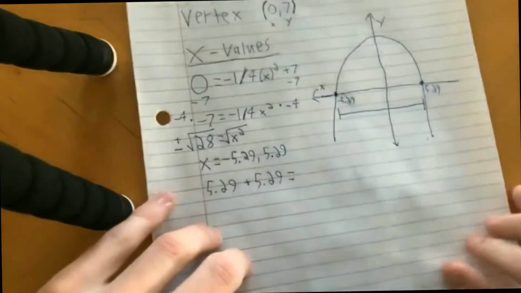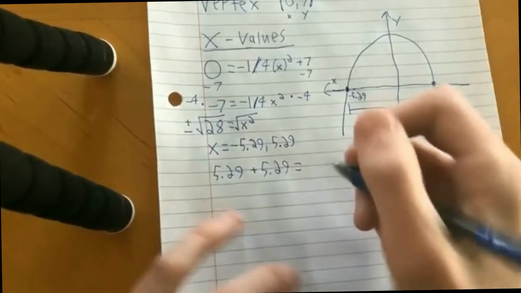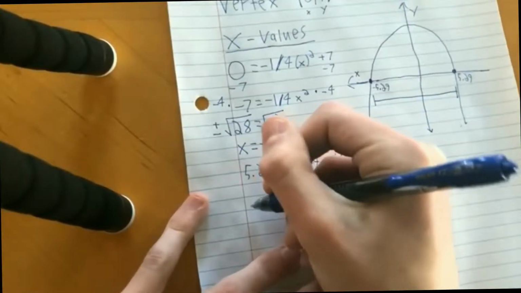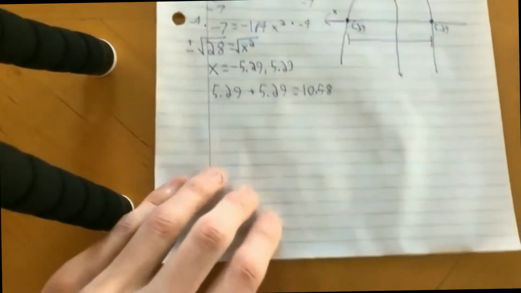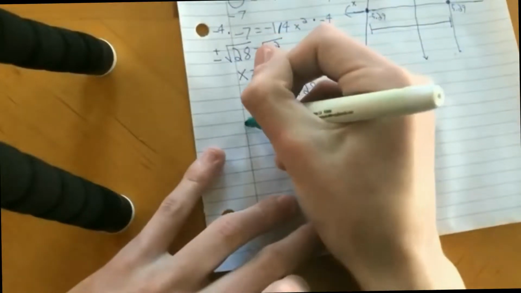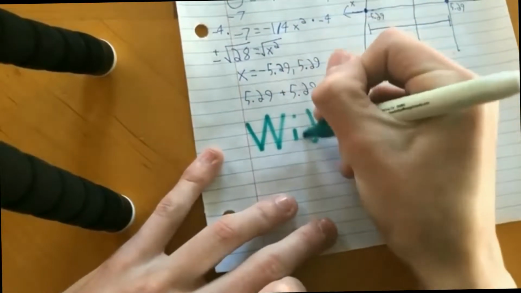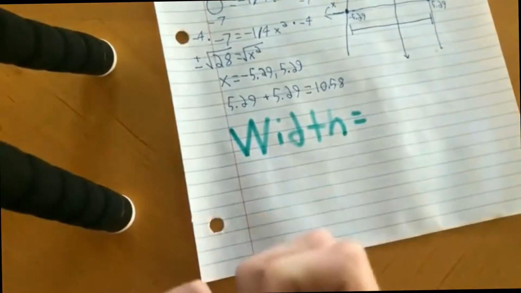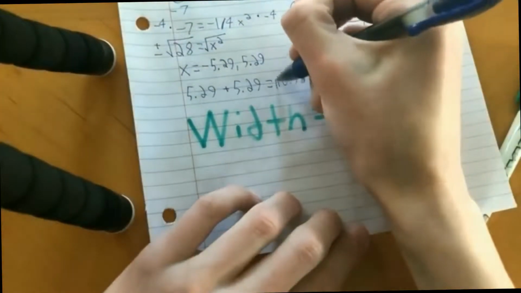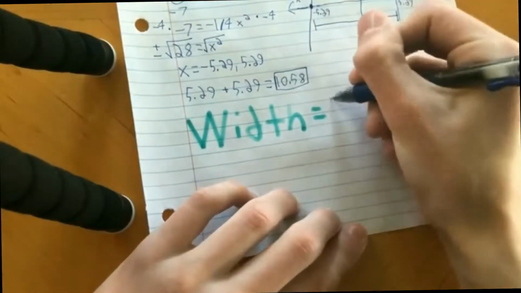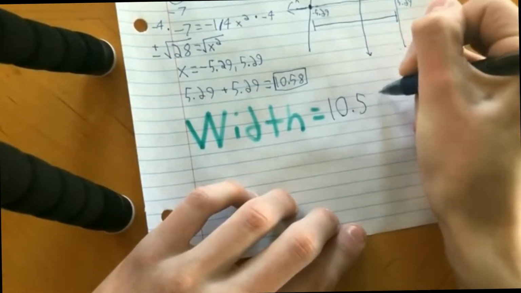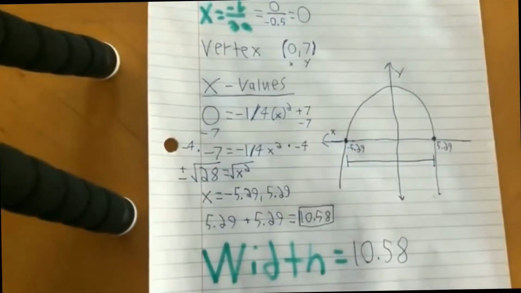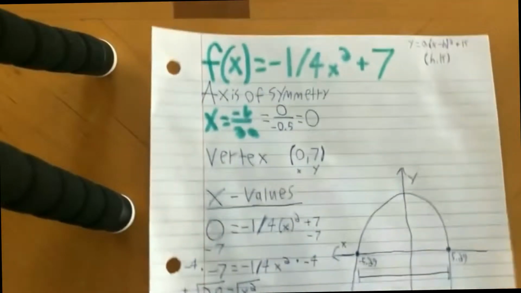So 5.29 plus 5.29 will give us 10.58. And that's not a beautiful number, but it works out fine. So I'm going to switch to the marker for our final challenge, and that is the width of our parabola. And that is equal to the distance between the 2 points, which is 10.58. Now let me zoom in, oh, looks like I'm not going to be able to zoom in a bit, but yeah, there you go.